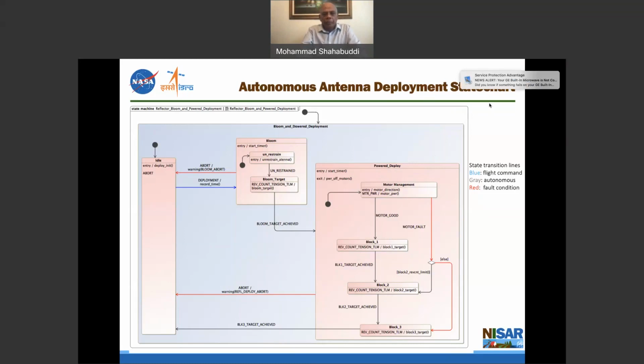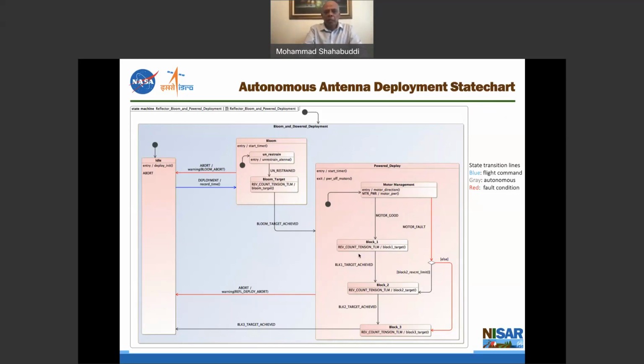So the first thing we do is the motor management, where we're setting up the motor. Remember, we said initially there are two assemblies. Each assembly has a motor. So there are two motors. We're going to set the motor direction and turn the power on, and everything is good.